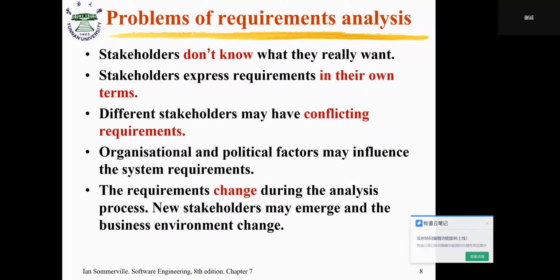Organizational and political factors may influence the system requirements. And also, the requirements may change during the discovery process. New stakeholders may emerge. And the business environment can also change in the future. This will affect the requirement discovery process.